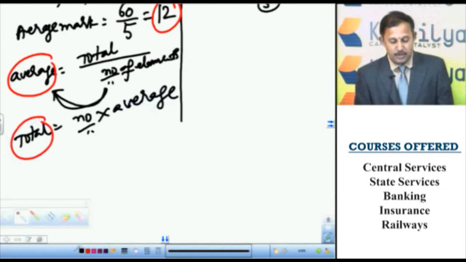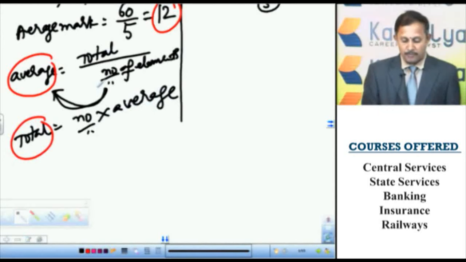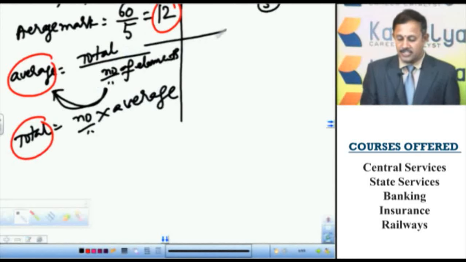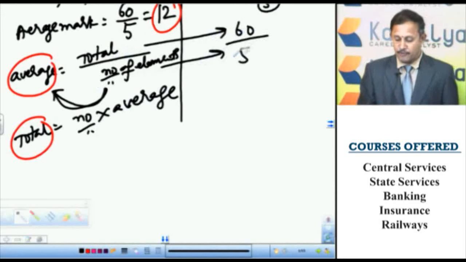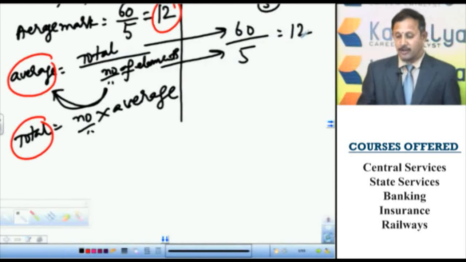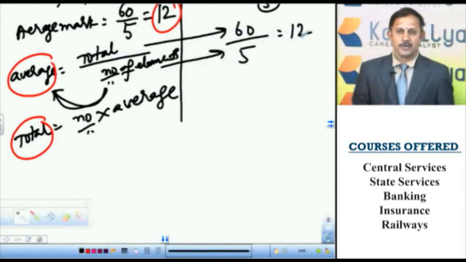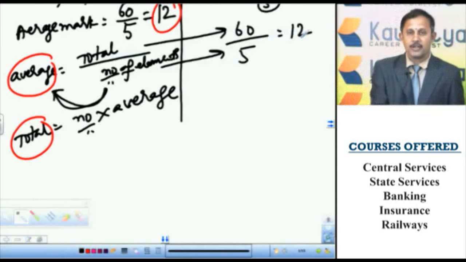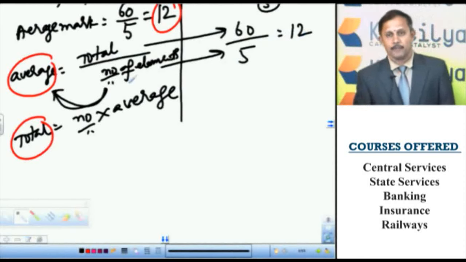So how do we get the average of the quantities? Total of all the elements by number of elements. In this case, the total mark obtained by all the candidates is 60 and the number of candidates is 5. So what is the average mark? 12. But what you have to observe is that the average is 12, but it doesn't mean all the people got exactly 12 marks each, right? Nobody got 12, but the average mark of the class is equal to 12.